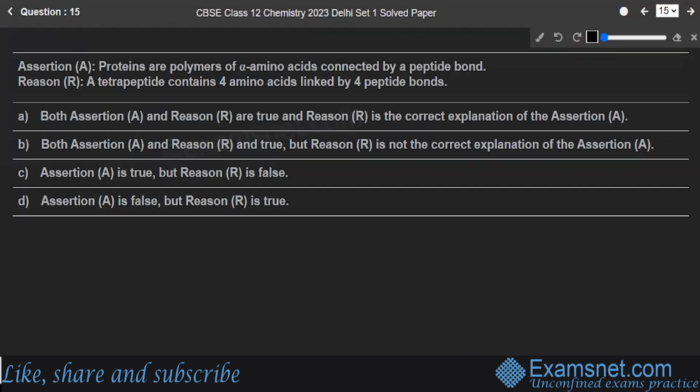Number 15, assertion says proteins are polymers of alpha amino acids connected by the peptide bond. The reason is a tetrapeptide contains 4 amino acids linked by 4 peptide bonds. The assertion is right. But the reason, a tetrapeptide contains 4 amino acids linked by 3 peptide bonds. Instead of 4, it should have been 3. So assertion is correct, but the reason is false.